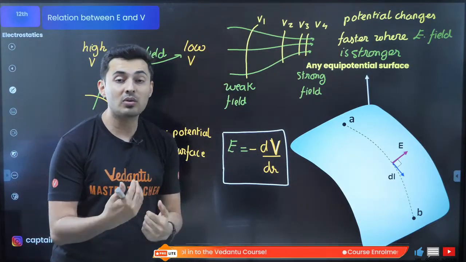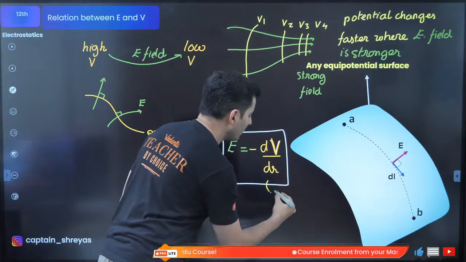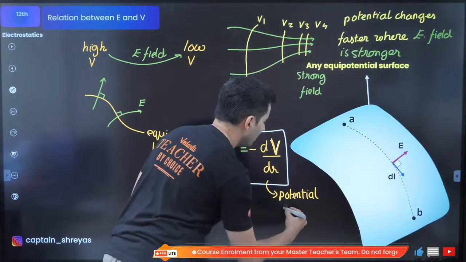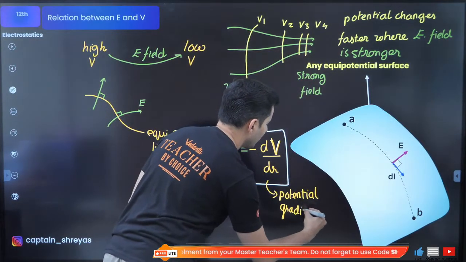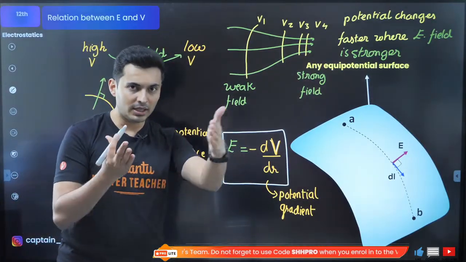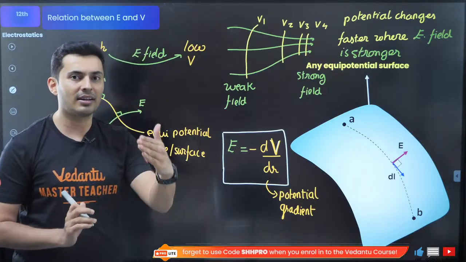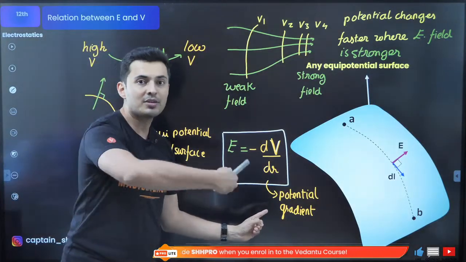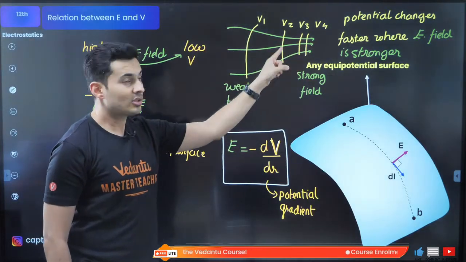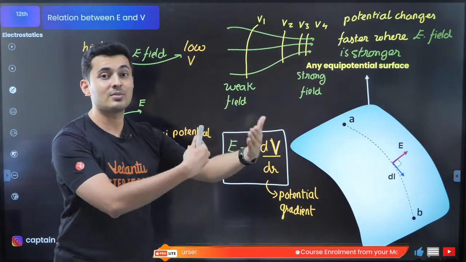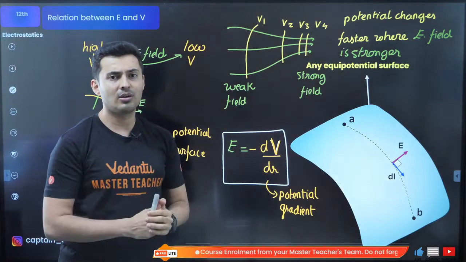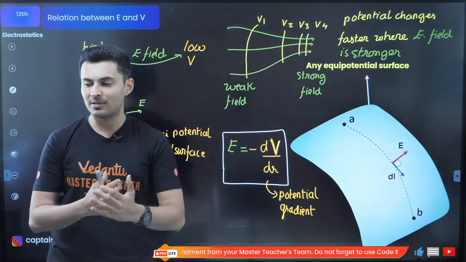dv by dr is also referred to as the potential gradient. Many people would have seen this word. Gradient means rate of change of something with respect to the distance. So potential gradient stands for the rate of change of the potential as you move from one point to the other. So like you can see here, the field is strong, so the gradient is strong. That means the potential changes very quickly. Here the field is weak, E is less, so you will see that the potential does not change as fast as you expected. As simple as that.